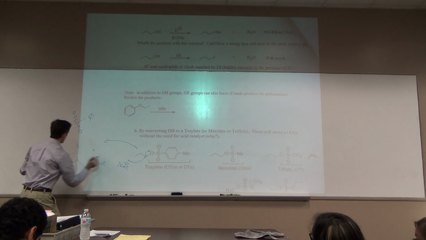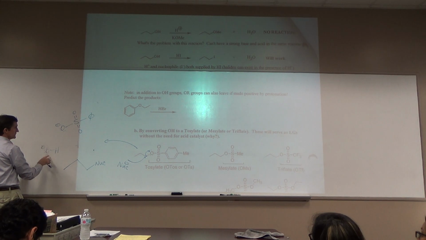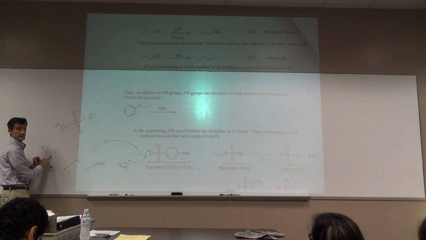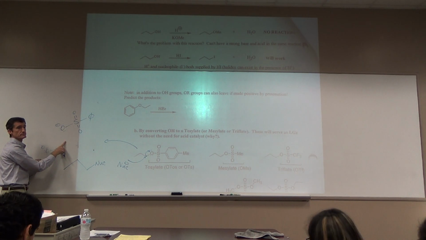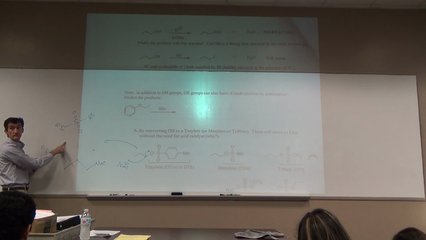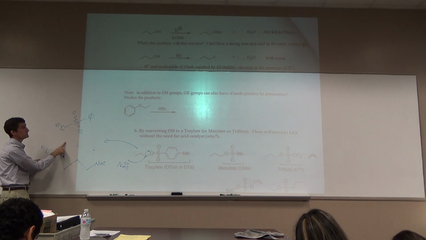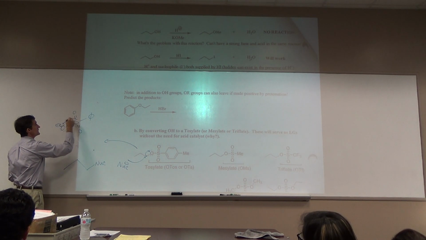If this was OH, we would have hydroxide as the leaving group. This is a much better leaving group. This will not leave. Why is this better? It must be more stable, right? Why is it more stable? Resonance. The anion is resonance delocalized.